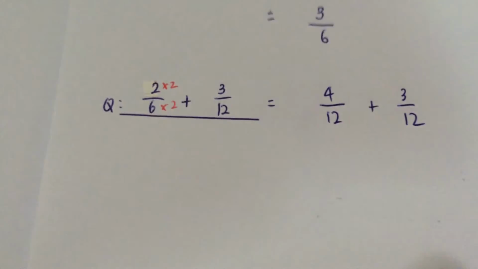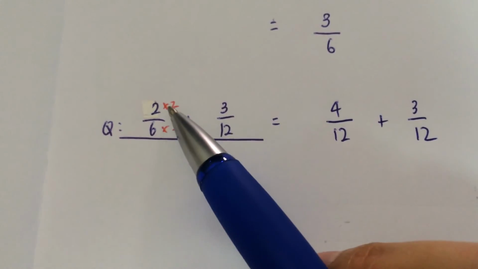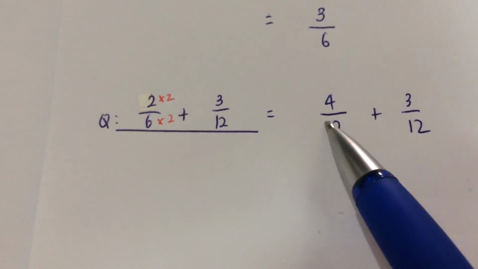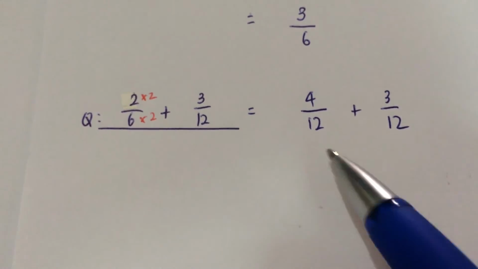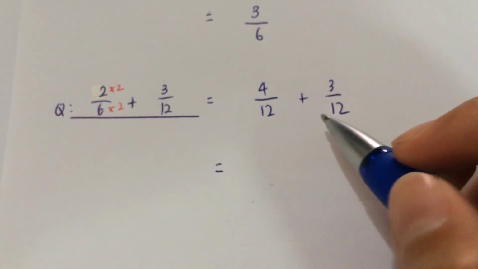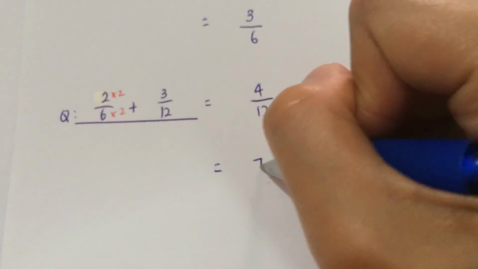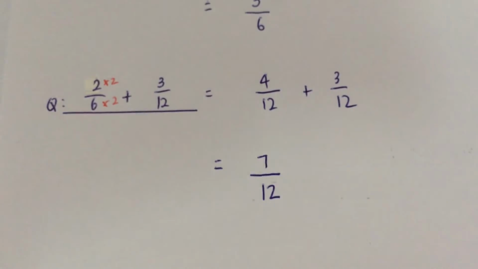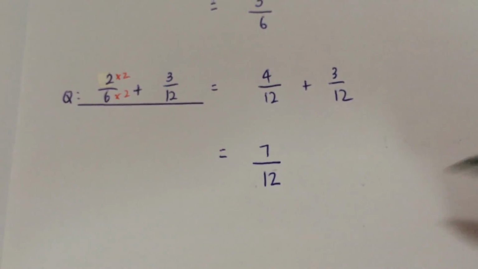So rewriting it, 4 out of 12 plus 3 out of 12. I'm going to add them together now because the denominator is now the same. When I add the numerator, I get 7. The denominator remains as 12. This is my final answer.